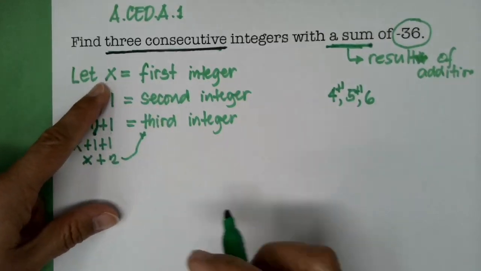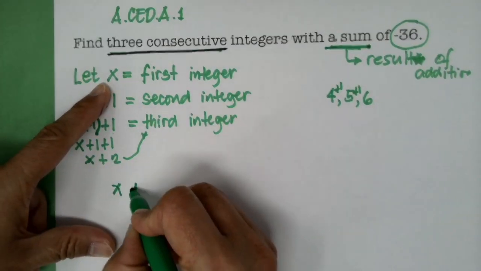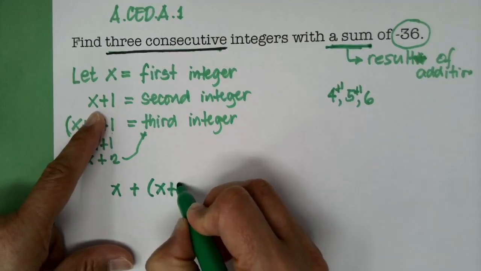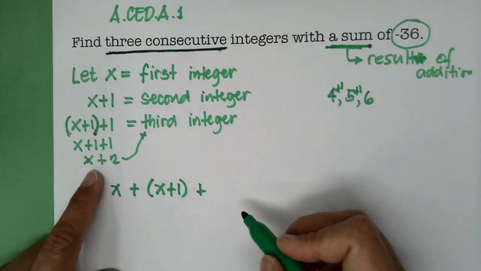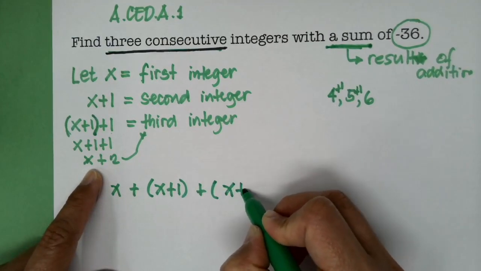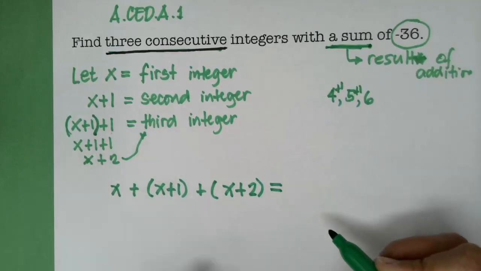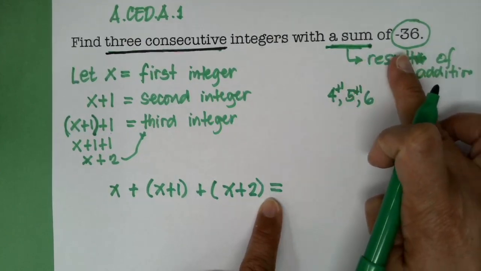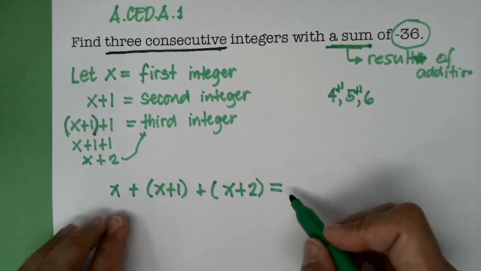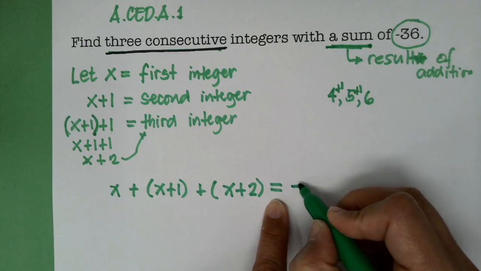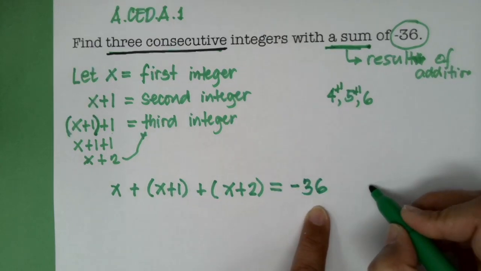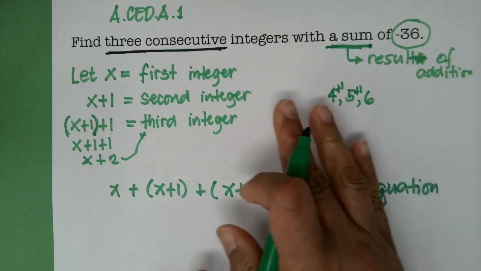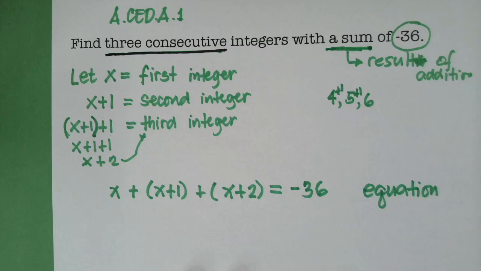So what's the first integer? It is x. Then what's the second integer? It is quantity x plus 1. Then what's the third integer? It is quantity x plus 2. And so this is the representation of the sum, and it says the given sum is negative 36. So this expression will be equal to negative 36. So this is now our equation, which is derived from the given situation.